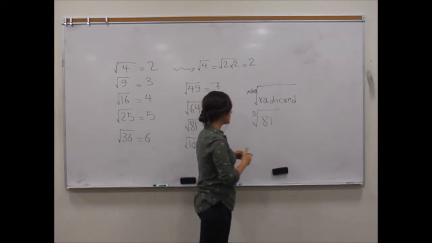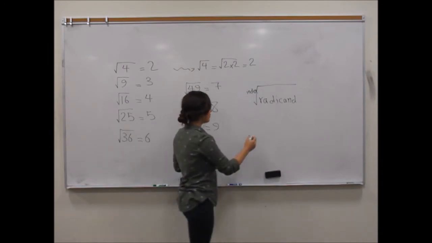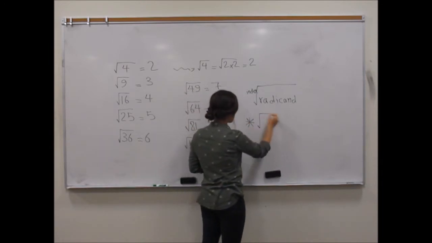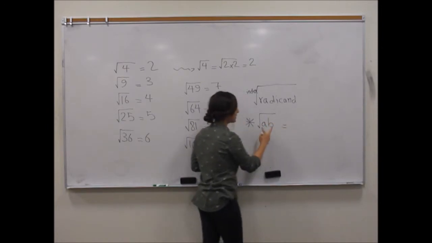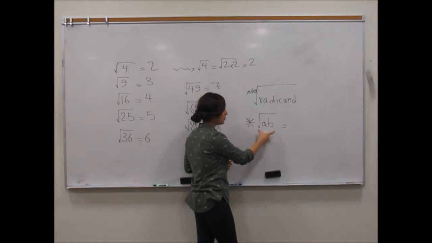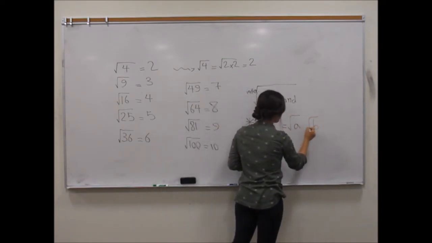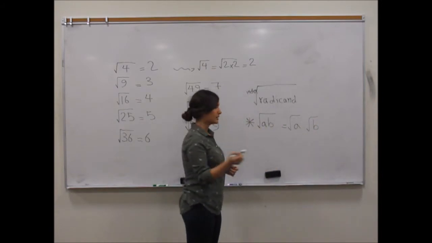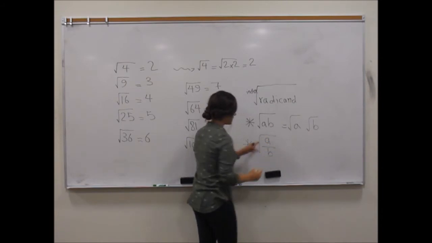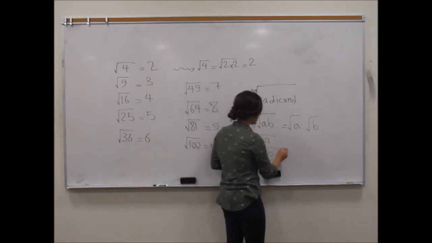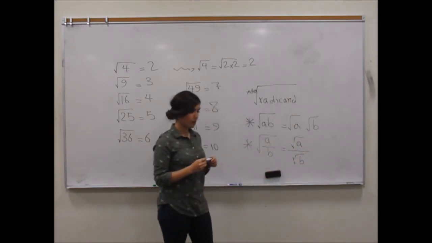And there are 2 important properties of radicals that we're going to use in this video. One of them is when I have square root of a times b, I can break this radical into 2 separate radicals, radical a times radical b, where a and b are both positive. And the other one is that when a is divided by b, again we can break this radical into 2 separate radicals, where a and b are both positive.